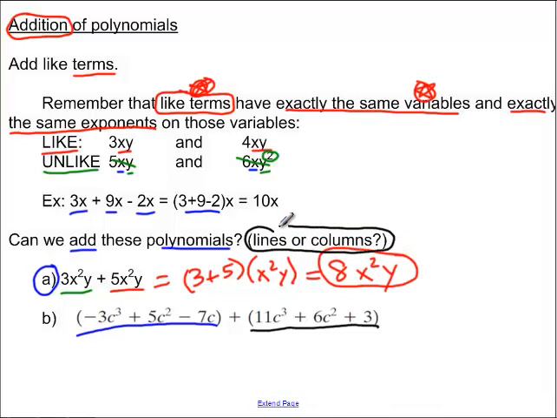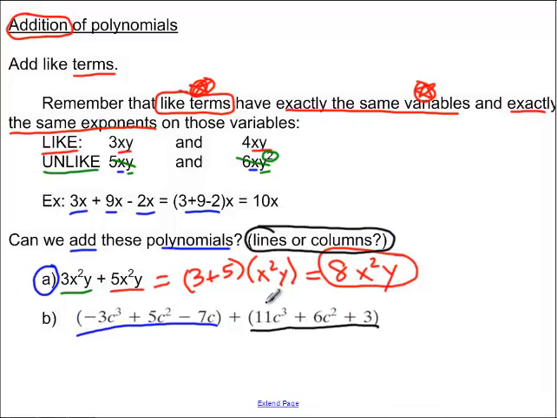Can we add them up? If we can add up like terms. So we have to add like terms, which have exactly the same variables and exactly the same exponents. What we have to do is go look through each one of these and say what terms have exactly the same exponents and exactly the same variables. So it kind of begs the question that I put in parentheses here, lines or columns.